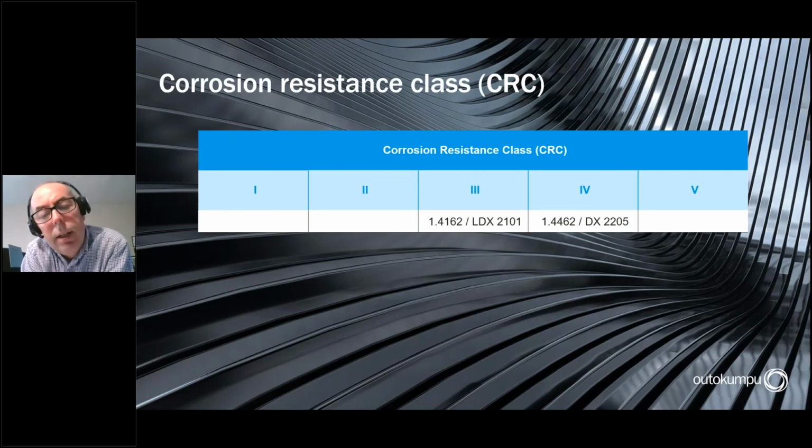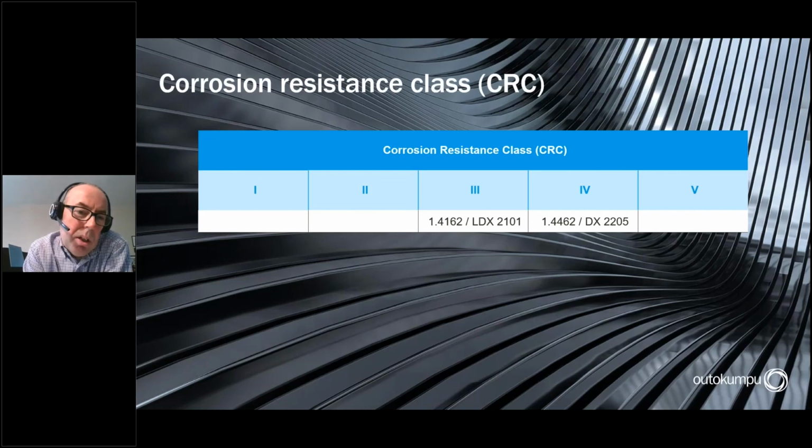And when you look into the different classes, you see that the grade LDX 2101, used in many bridges, appears in corrosion resistance class 3, the middle class, and it means in this case that LDX 2101 can be used in class 1 for indoor environments, class 2, which is typically a mild rural or urban environment with very little salt around. Class 3 is typically an area where perhaps some de-icing salt is being used.